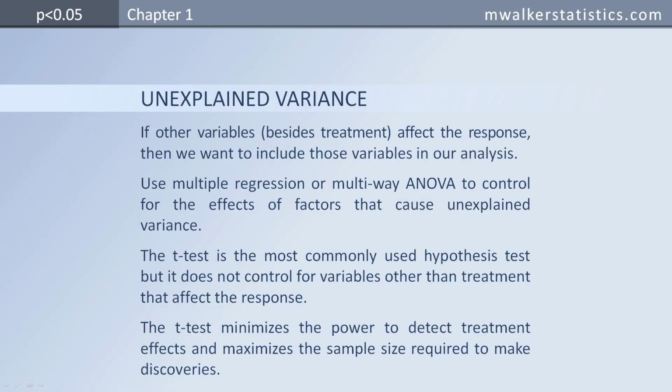If other variables, besides treatment, affect the response, then we want to include those variables in our analysis. Use multiple regression or multi-way ANOVA to control for the effects of factors that cause unexplained variance. The t-test is the most commonly used hypothesis test, but it does not control for variables other than treatment that affect the response. The t-test minimizes the power to detect treatment effects and maximizes the sample size required to make discoveries.